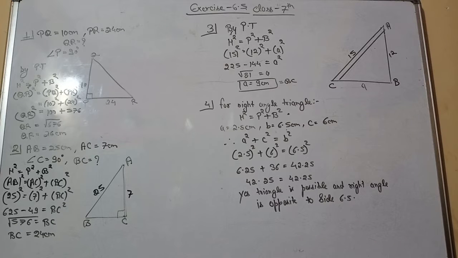Students, this is the last exercise of chapter 6 of class 7, 6.5. The chapter is The Triangle and Its Properties. So here in this exercise we are going to deal with the Pythagoras theorem. Let me introduce in short what the Pythagoras theorem is.